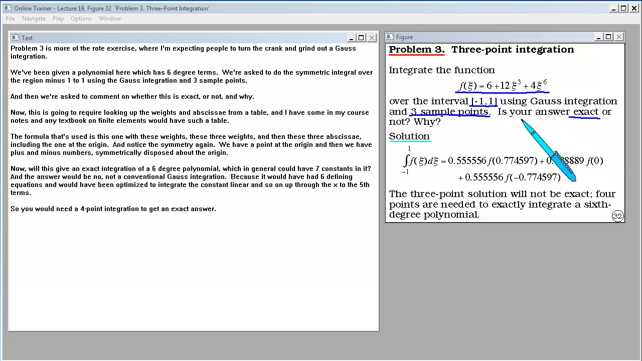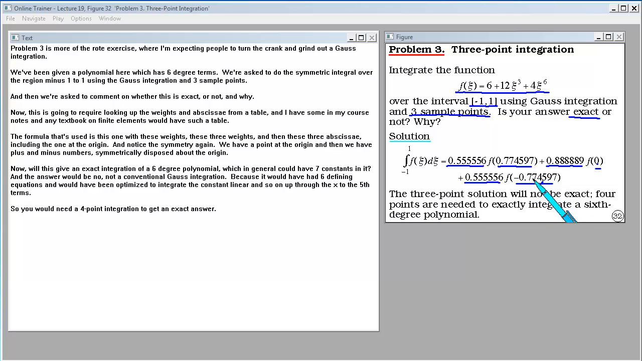Now, this is going to require looking up the weights and abscissa from a table, and I have some in my course notes, and any textbook on finite elements would have such a table. The formula that's used is this one with these weights, these 3 weights, and then these 3 abscissa, including the one at the origin. And notice the symmetry again. We have a point at the origin, and then we have plus and minus numbers symmetrically disposed about the origin.